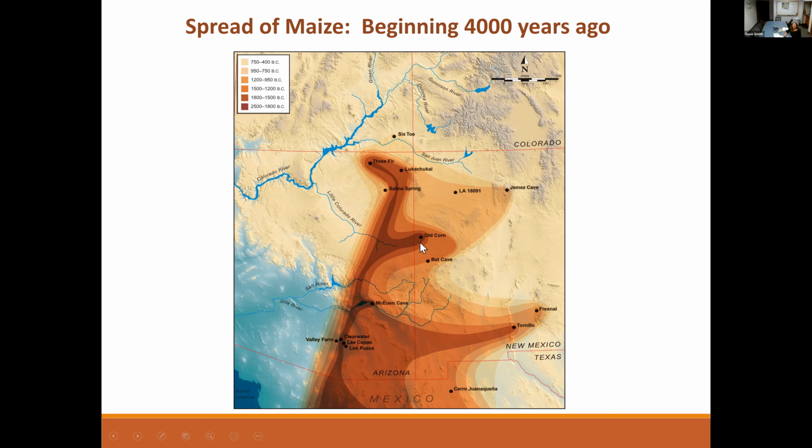And this is just a model of the spread of maize from Mesoamerica, from Mexico into the Southwest. And in the archaeological record, the oldest remains that we know of have been dated to a little bit over 4,000 years ago, but it's probably older than that. So in this slide, again, this is a model of how this spread. The darkest colors are the oldest, and then it just got bigger and bigger.